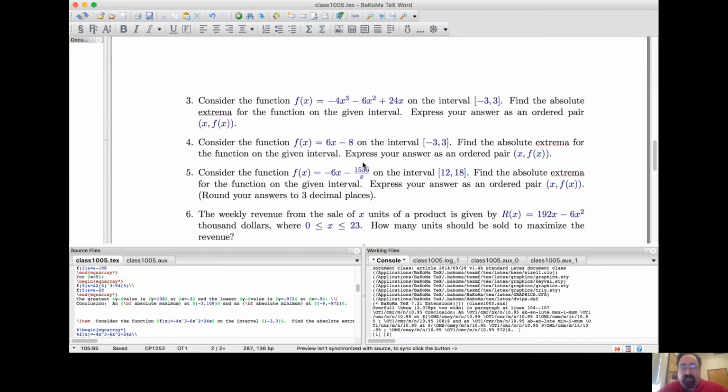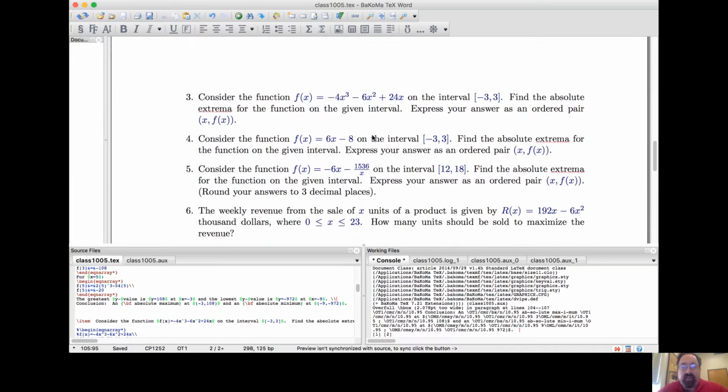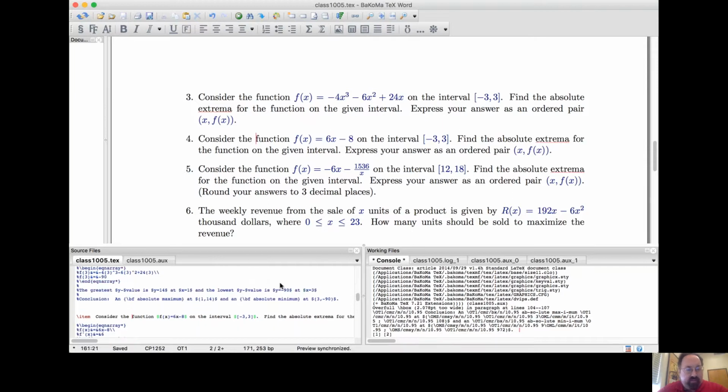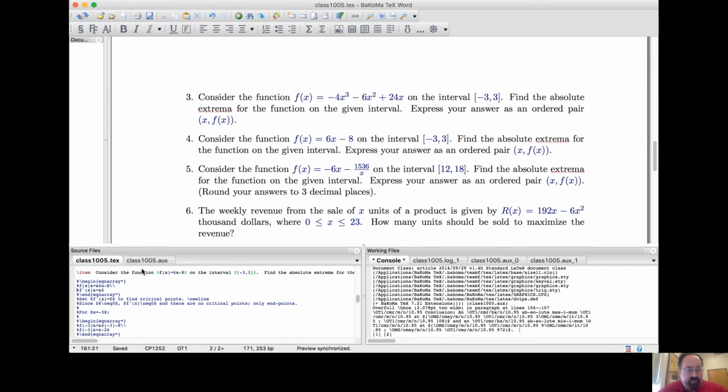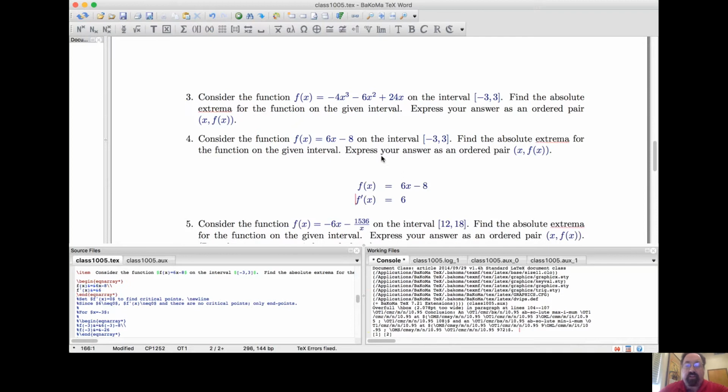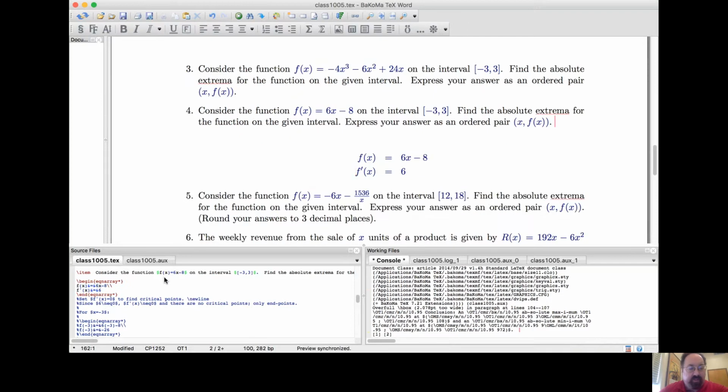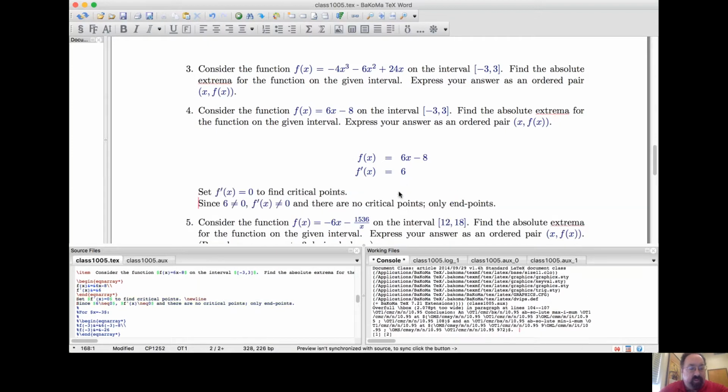Okay, let's see. Look at this problem next, number 4. Okay. So we proceed like before. We take a derivative of 6x minus 8, and with the coefficient rule, all we get is 6. Well, that's never going to be 0, so there are no critical points. So the endpoints are the only values that we have to consider.